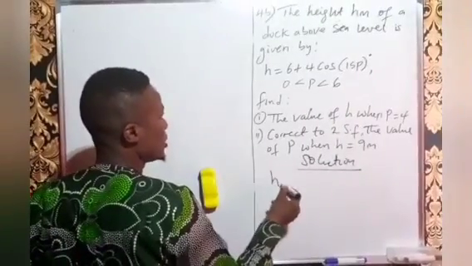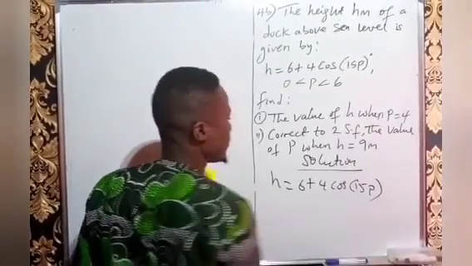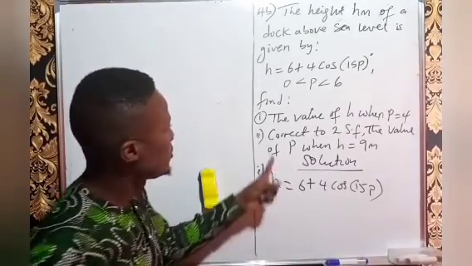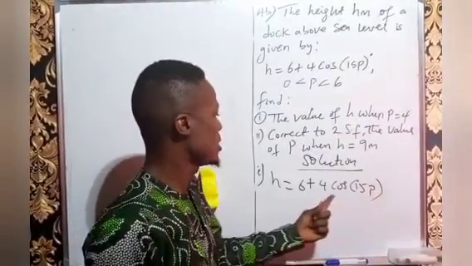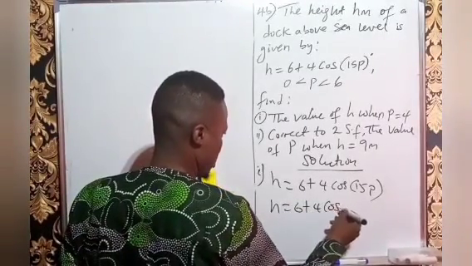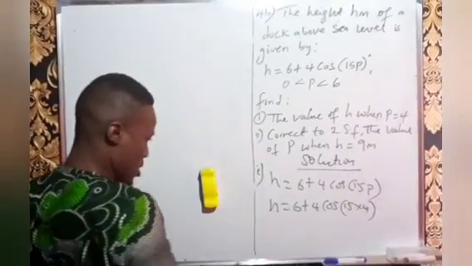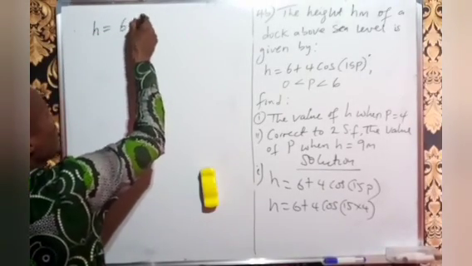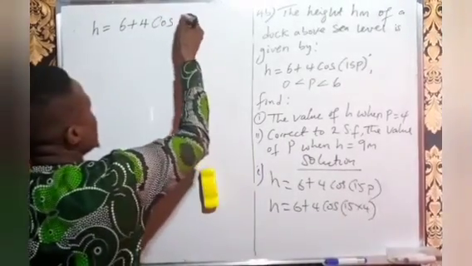Solution, we have H equals 6 plus 4 cos 15p. Okay, so question I says we should find the value of H when p is 4. So let us plug in 4 for the value of p in this equation. We have H equals 6 plus 4 cos 15 times p, I'll put 4. This is equivalent to H equals 6 plus 4 cos 60, because 15 times 4 will give us 60.